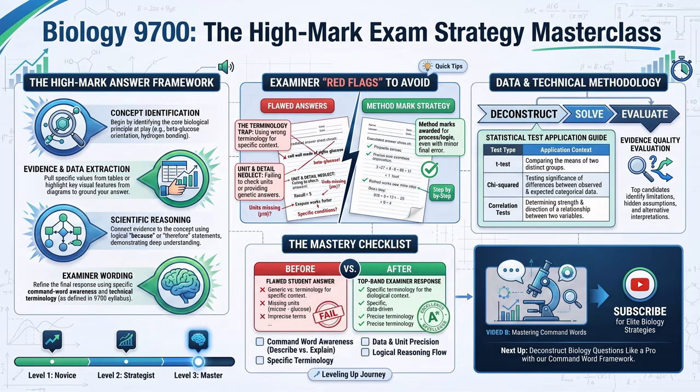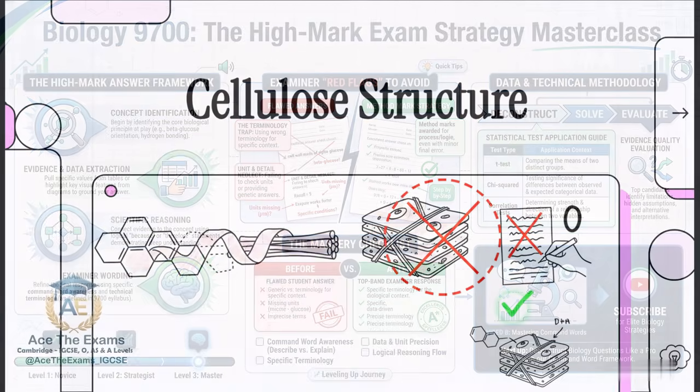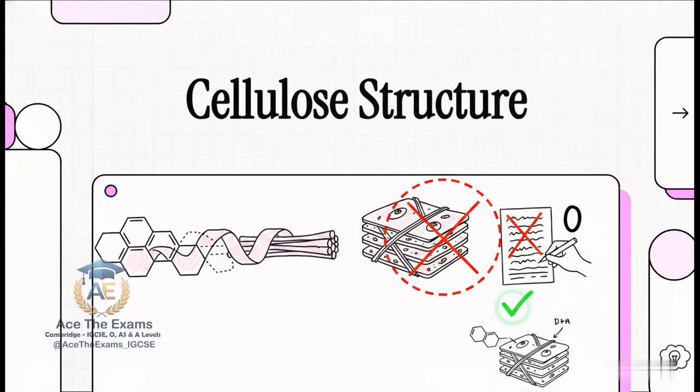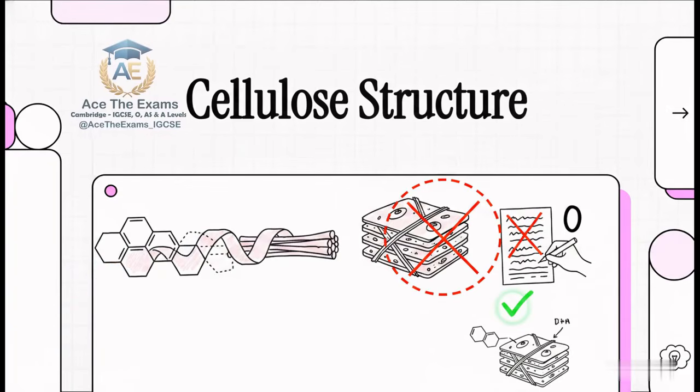So, picture this. You've just spent hours, literally hours, memorizing beta-glucose 1,4-glycosidic bonds. You walk into your exam, you write the seemingly flawless paragraph on microfibril tensile strength, and then results day comes around, and you score a 0 for that question. No way, right? Why does that happen?